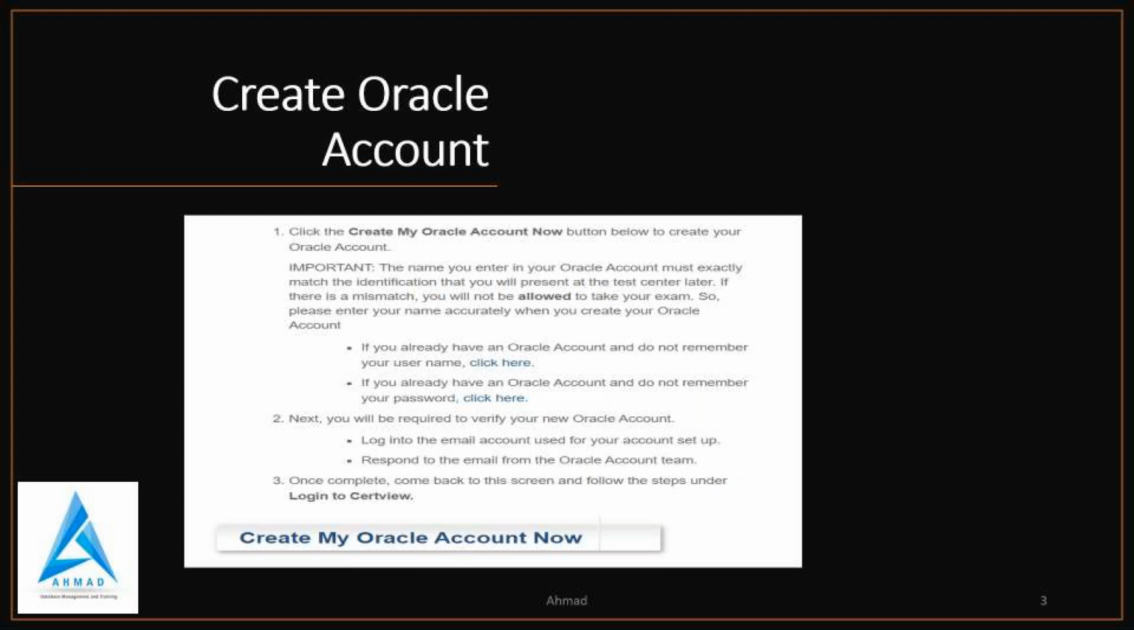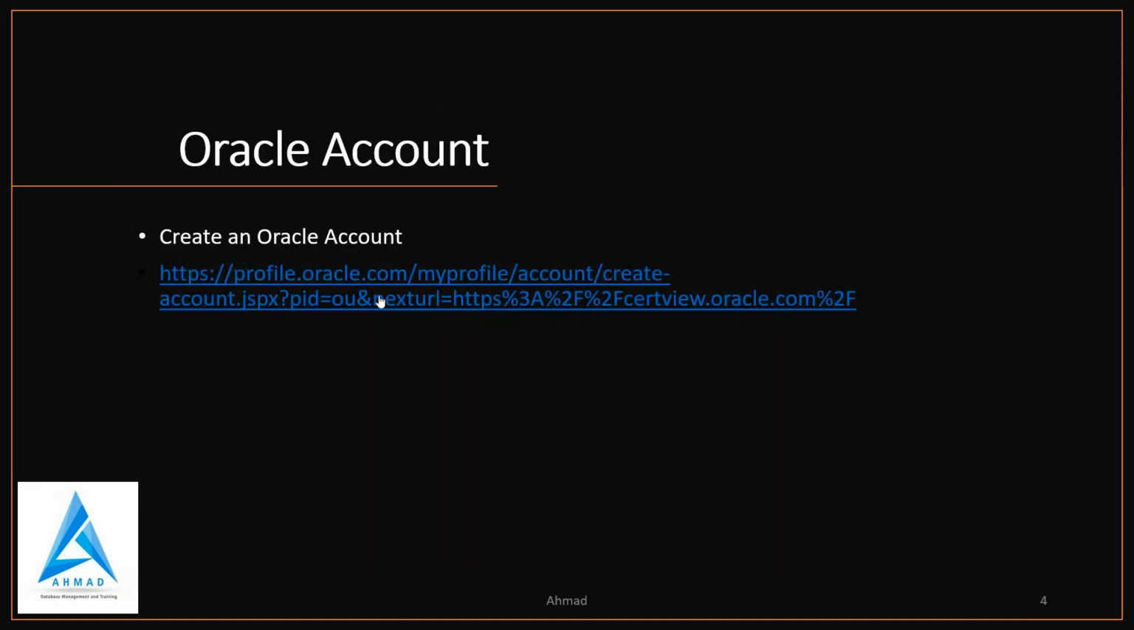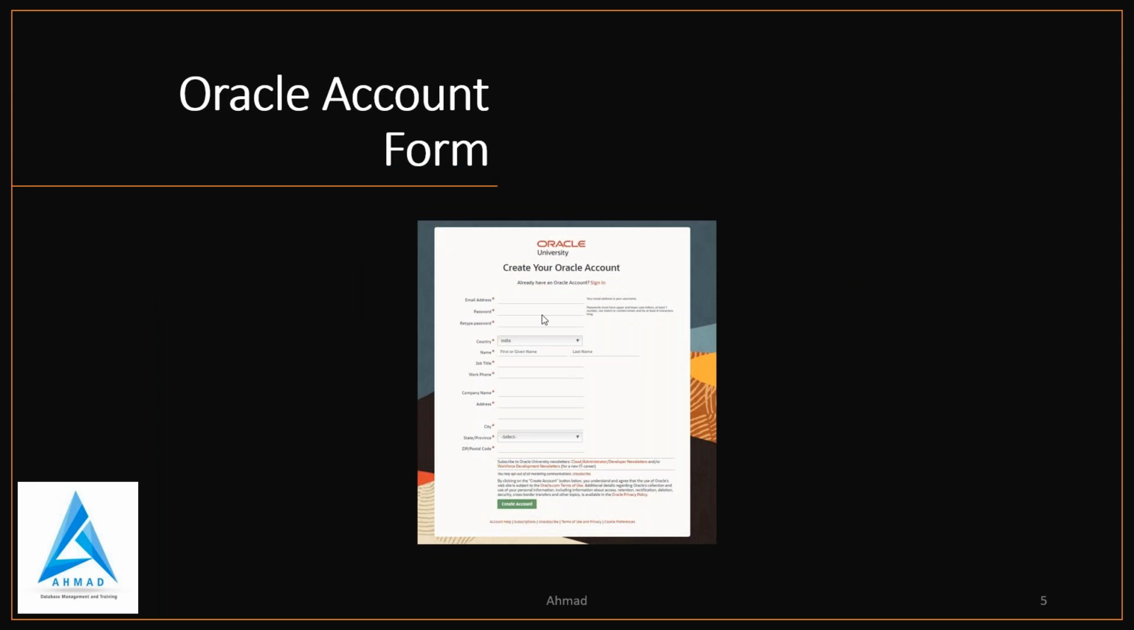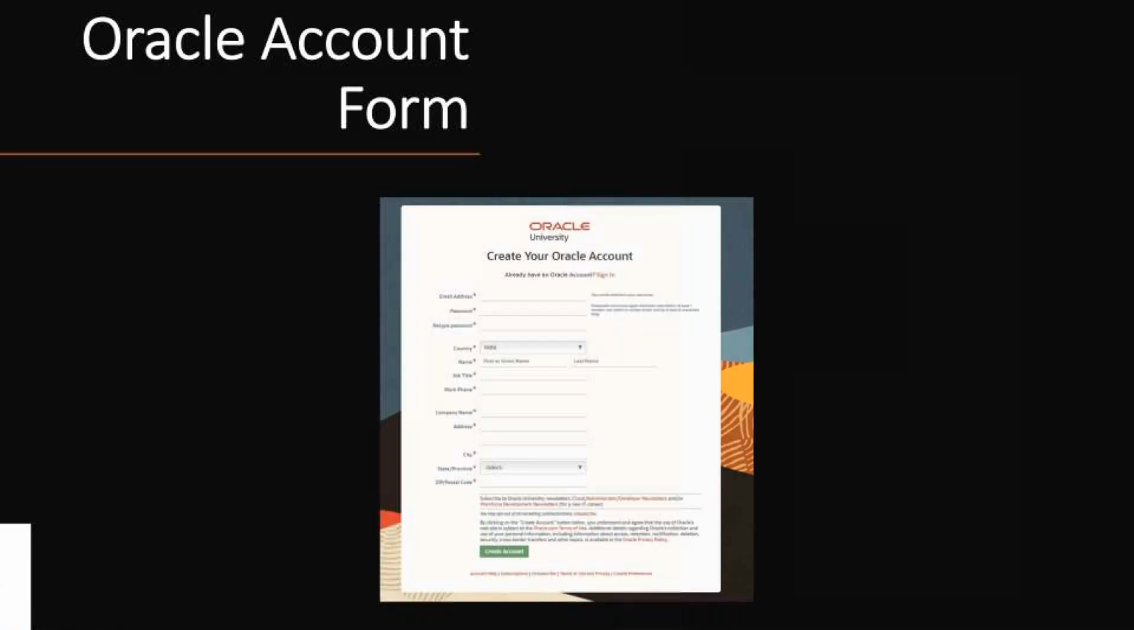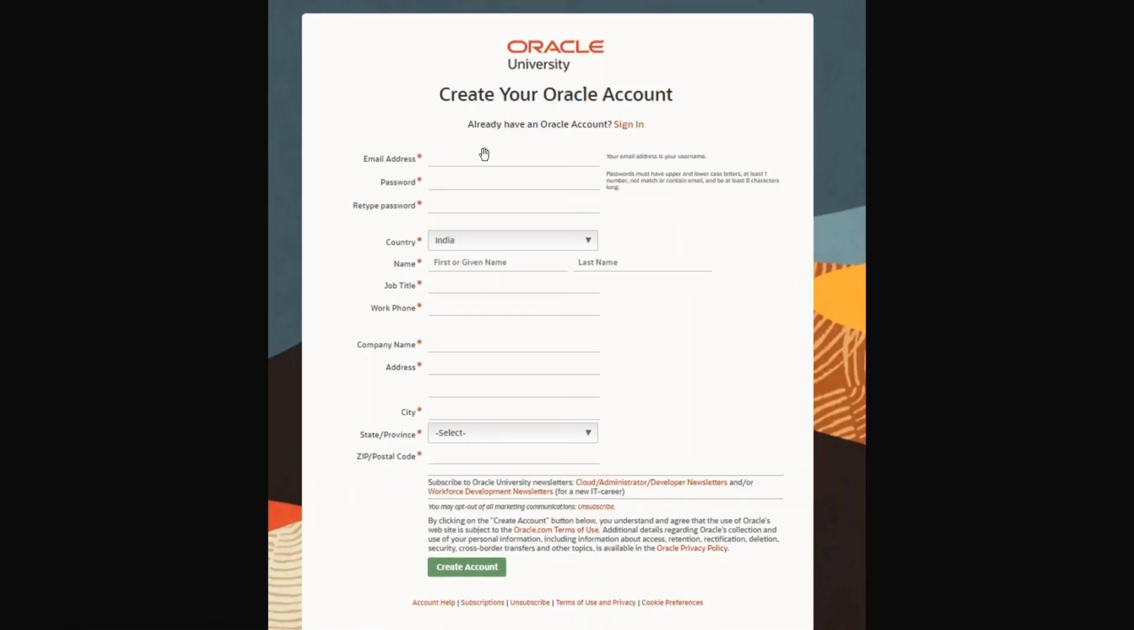First, if you want to give the exam, you have to create an Oracle account. This is the link by which you can create the account. When you click on this link, this page will come. On it you have to put your email address, password, and new password. Your email address is your username. Then your country, your name, your job title, your work phone, your company name, your address, your city, and your zip code or postal code. After that you hit the tab, and it will create your Oracle account.